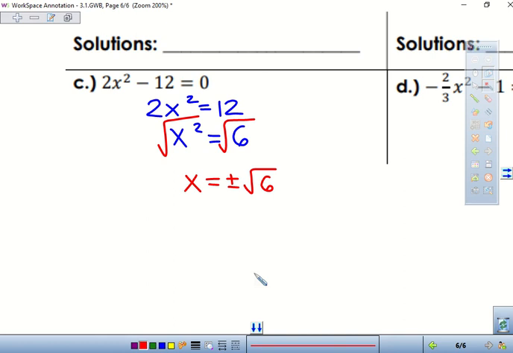Unfortunately, the square root of 6 does not break down. It breaks down into 2 and 3, so there's no perfect square, so that's as simplified as it can go. So you're going to leave it like that. Okay?